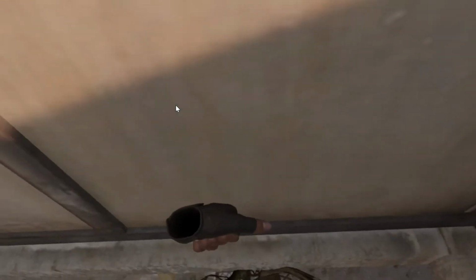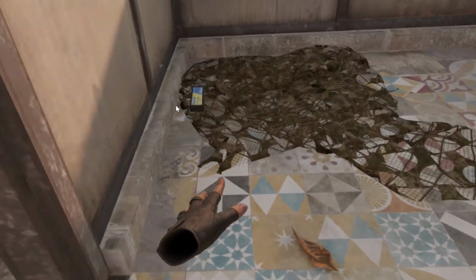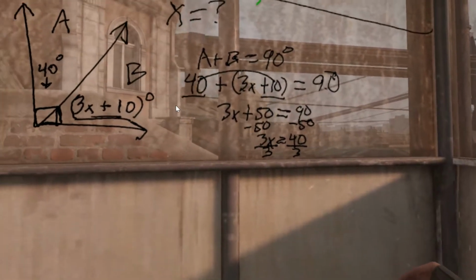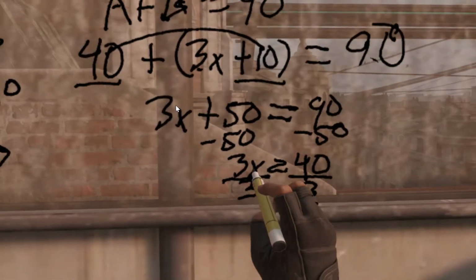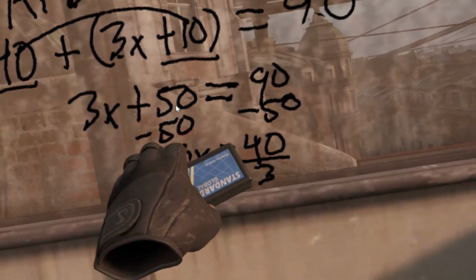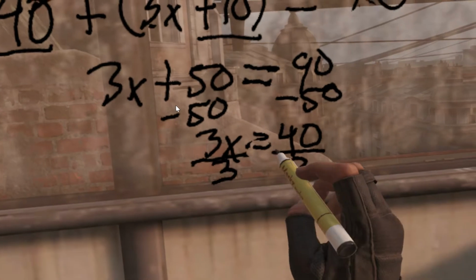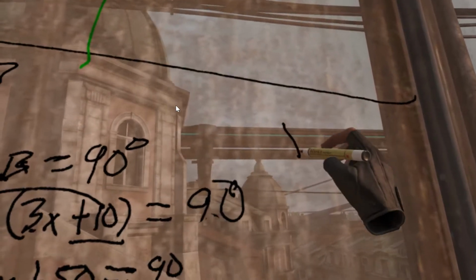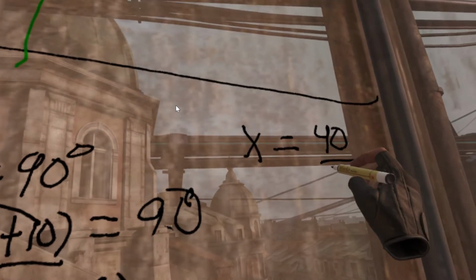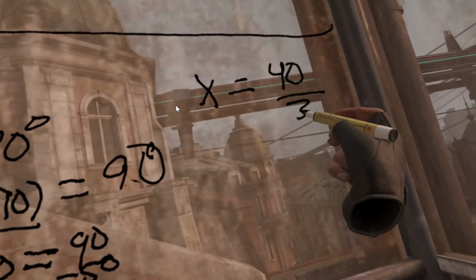And I get, oh, come on, eraser. There we go. So, back to this. I have 3X divided by 3 equals 40 over 3. Let's reduce that. So here I'm just going to write it. X equals 40 over 3. It doesn't really reduce out.